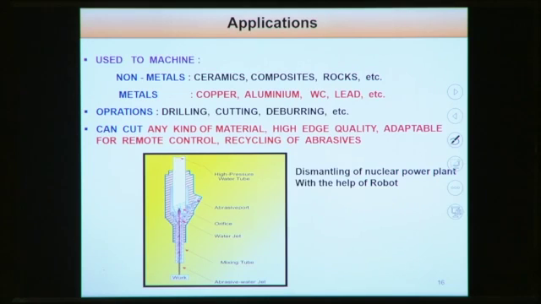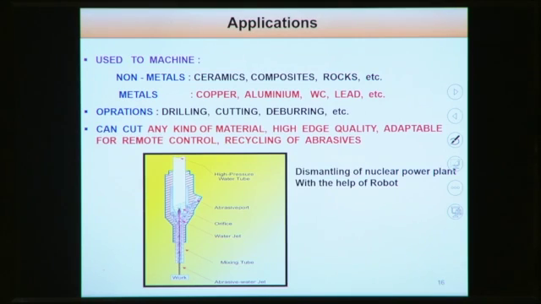Any kind of material, either electrically conducting or non-conducting, hard or brittle or soft, can be cut or machined by this abrasive water jet machining process. Non-metals like ceramics, composites, and rocks can be machined by this process. Metals like copper, aluminum, tungsten carbide, lead, etc. can be cut by abrasive water jet machining.